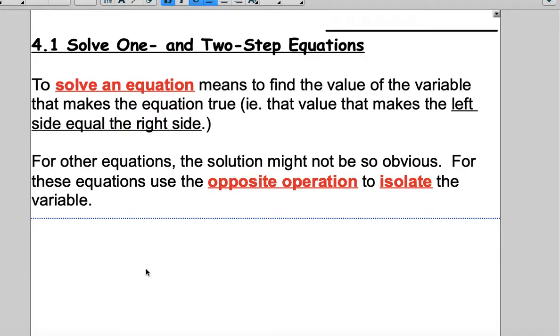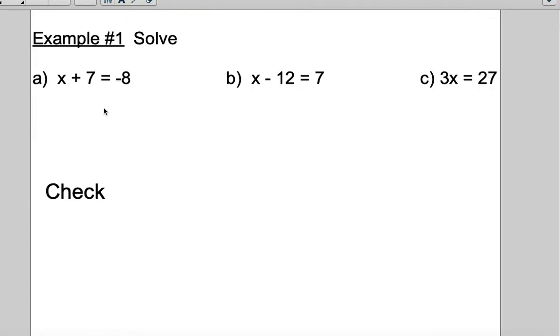For other equations, the solution might not be so obvious, but for these equations, we use the opposite operation to isolate the variable. So basically, when we're solving equations, we just want to balance the equation so that the left side is equal to the right side, and we'll go through a couple examples with that right now.